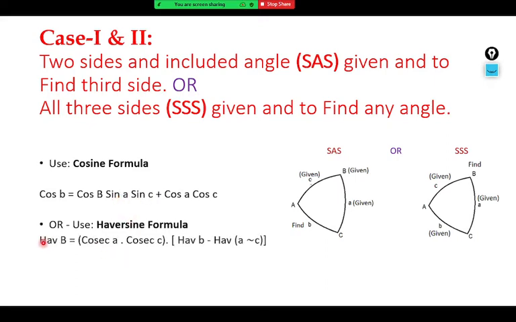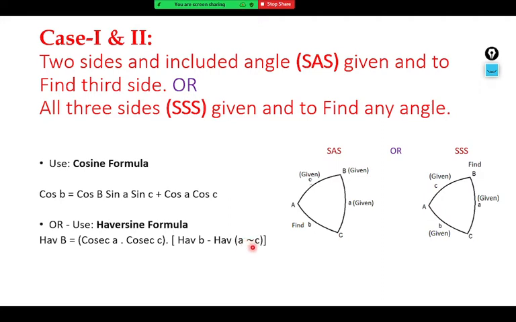So you'll observe Haversine of an angle. Here cosine of a side is there. But here in Haversine we have the angle. Haversine of angle is equal to cosec of adjacent sides, multiplication of cosec of adjacent sides into Haversine of the opposite side minus Haversine of the difference between the adjacent sides.